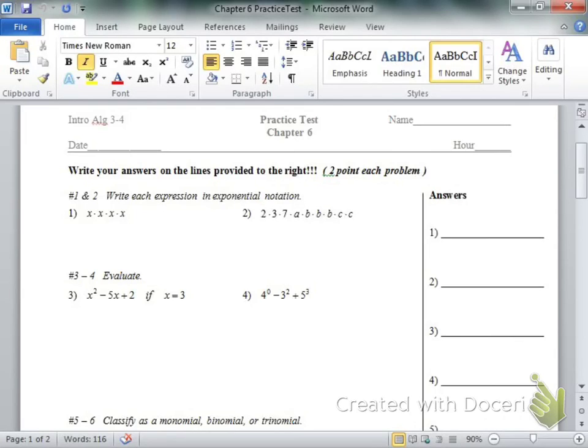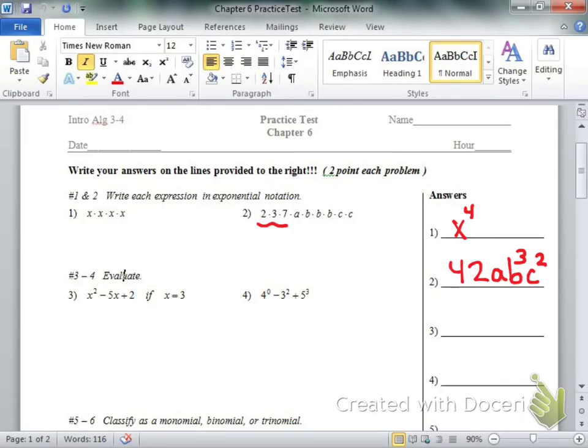The first one, you have x multiplied by itself 4 times, so that's x to the 4th. Alright, number 2, we can go ahead and multiply the numbers in the front together first. So 2 times 3 gives you 6, and 6 times 7 is 42. You have 1a, so a to the first, or just a. There are 3 b's being multiplied, so that's b to the third. And 2 c's being multiplied, so c to the second.